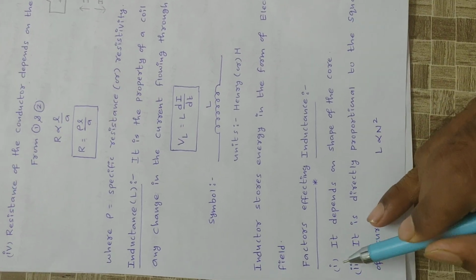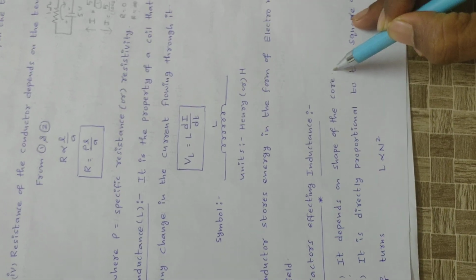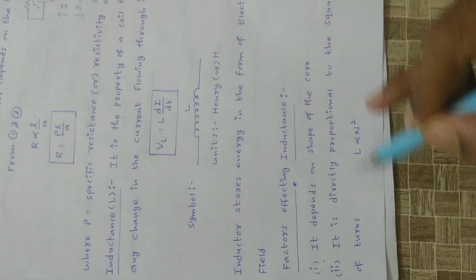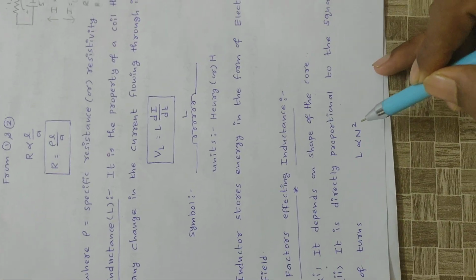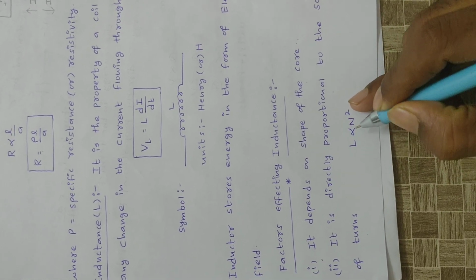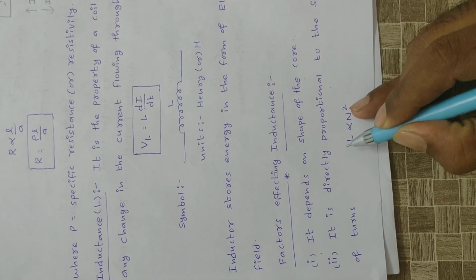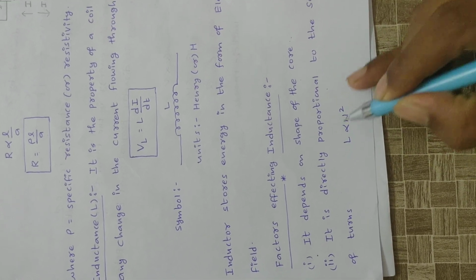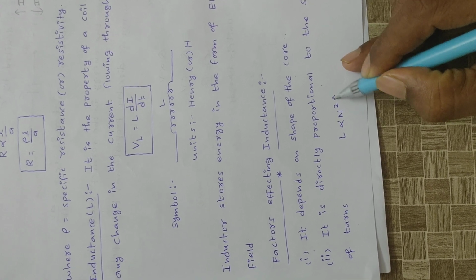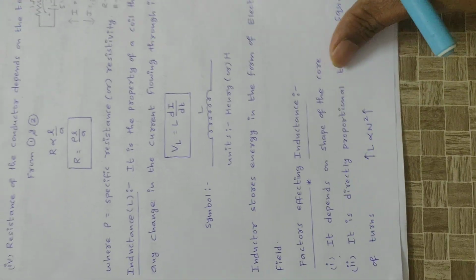The inductance value depends upon the shape of the core. Next, it is directly proportional to the square of the number of turns. That means L is directly proportional to n squared, so if the number of turns increases, the inductance value also increases.